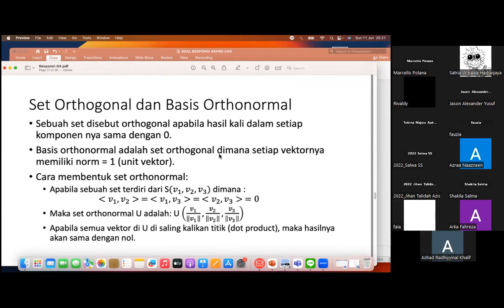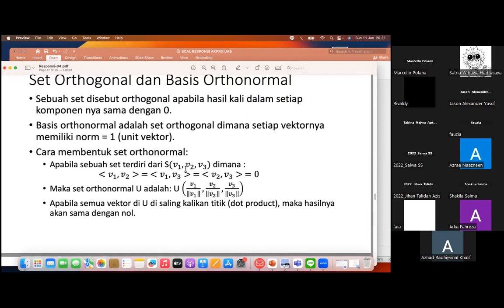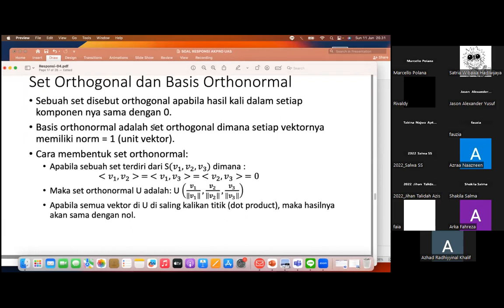And next, I will introduce you to two types of sets, which is an orthogonal set and an orthonormal set. A set is called orthogonal if the inner product of each of the components in the set is equal to 0. And an orthonormal set is an orthogonal set where each of the vectors has norm equal to 1, or a length of 1.